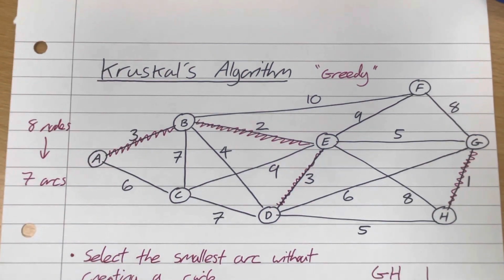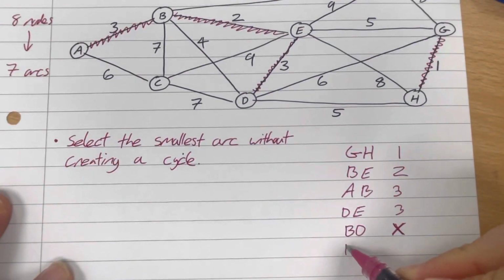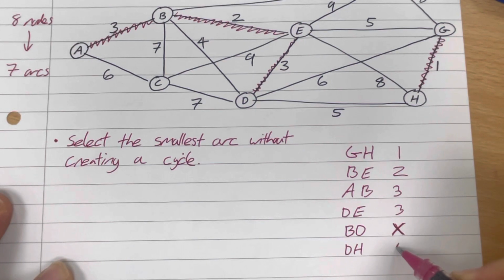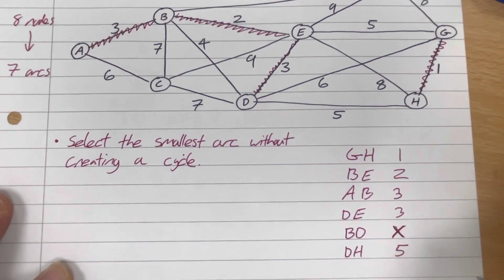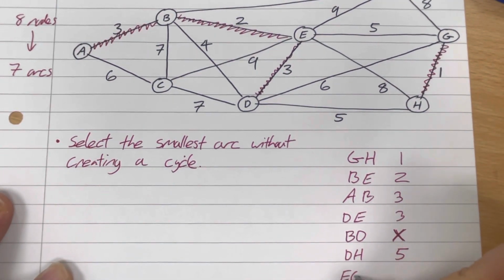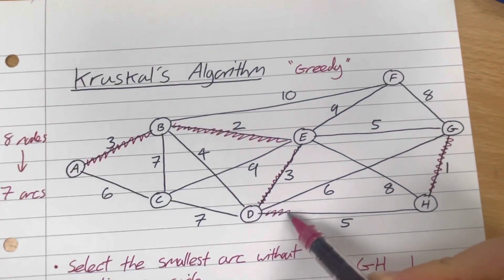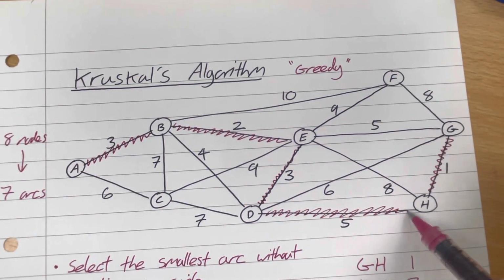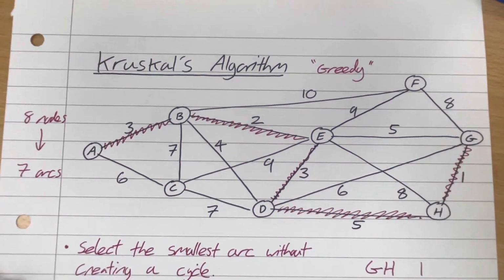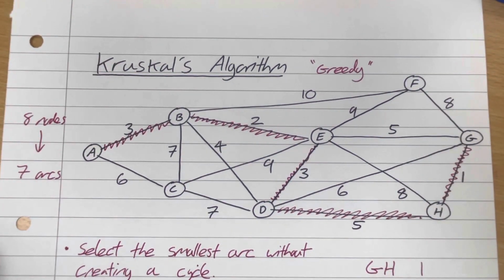So I'm just going to choose, let's go with DH. DH, that's got a length of 5, and then the other one, which is EG, will be rejected. But you might have that the other way around. So this has now been selected, which means that is now rejected. Okay, so that's all the 5s. Now move to the 6s.